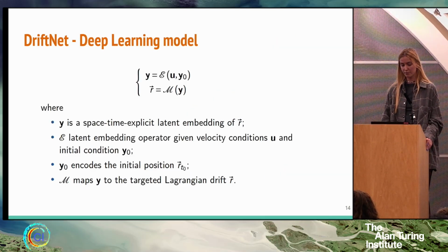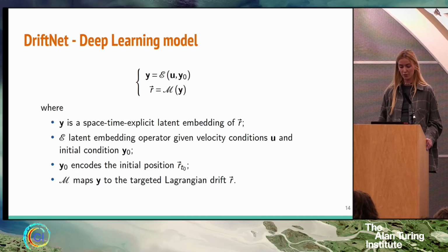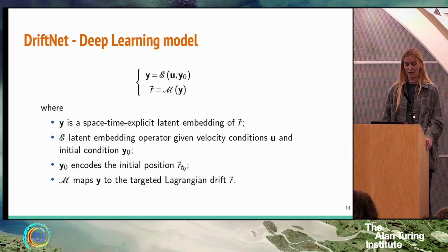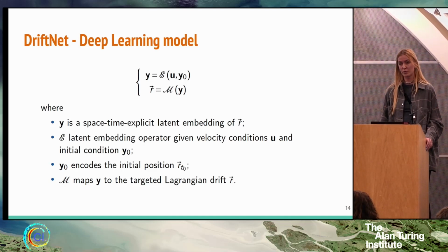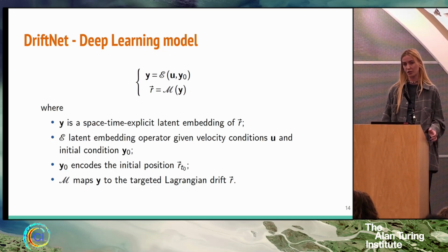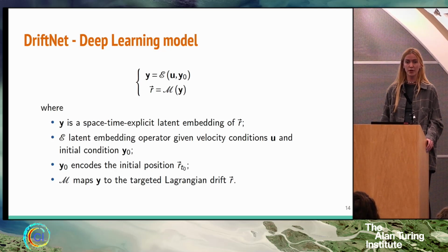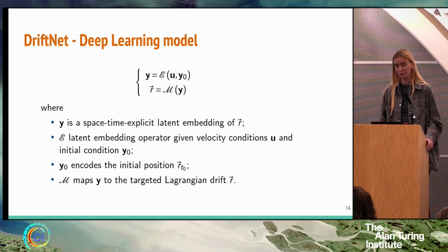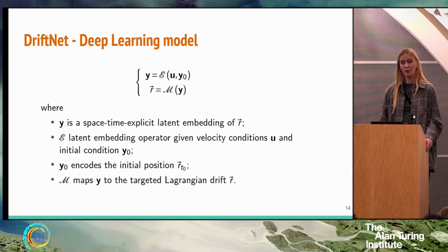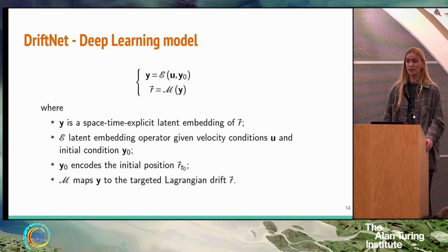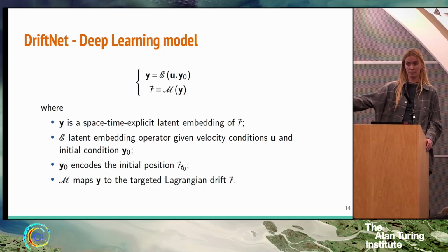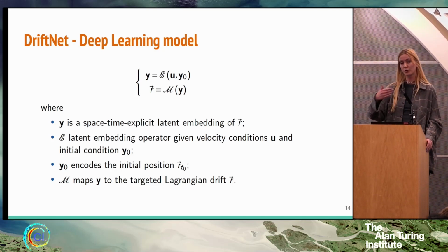So basically, my DriftNet is composed of 2 blocks. The first block is a learned operator epsilon, which has to encode the initial position of a particle in the ocean, called here y0, which is a 2D representation of my particle's position, combined with the underlying velocity field from the ocean circulation model. Once I have encoded both, I expect my DriftNet to propagate the initial PDF y0 in time and to produce the sequence of 2D PDFs in time, which is called here y.